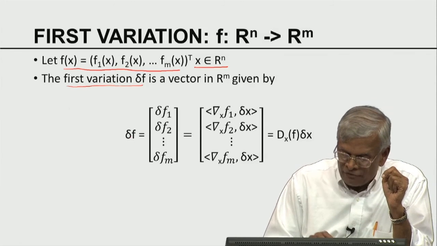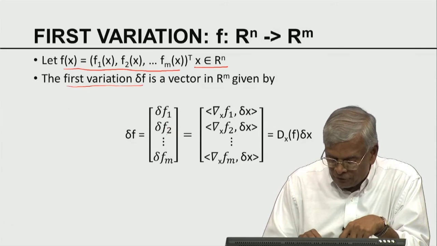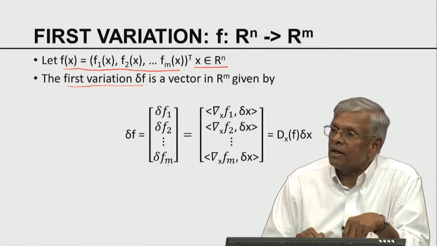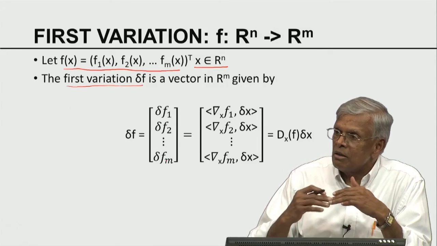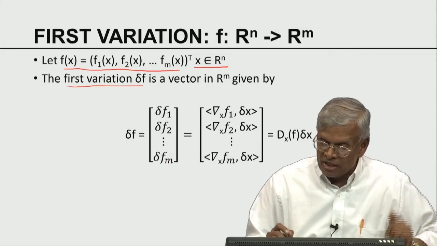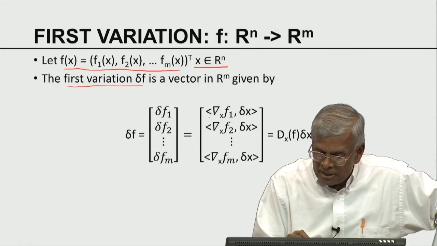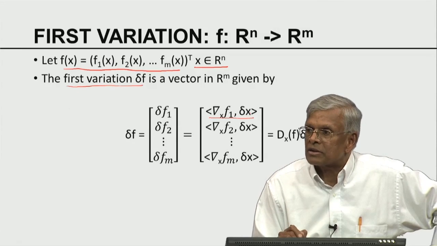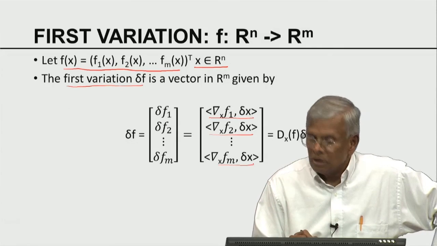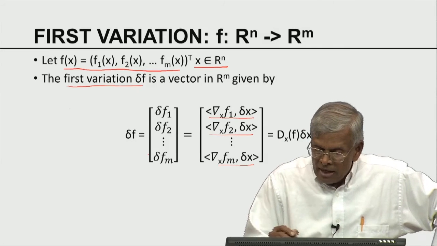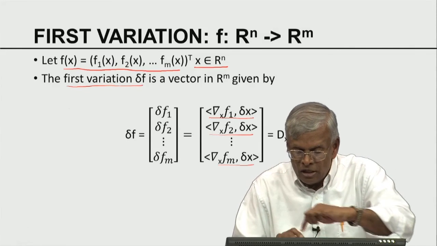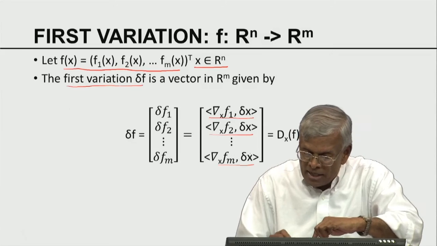So the first variation of f is simply the first variation of f1, f2, fm. F1, f2, fm are all independent. Compute the first variation of f1, compute the first variation of f2, stack them all together, and you get the first variation of that. The first variation of f1 is simply the inner product of the gradient of f1 with delta x. Similarly for f2. So you get the formula, and this delta x is a common factor, and the resulting one is a matrix.